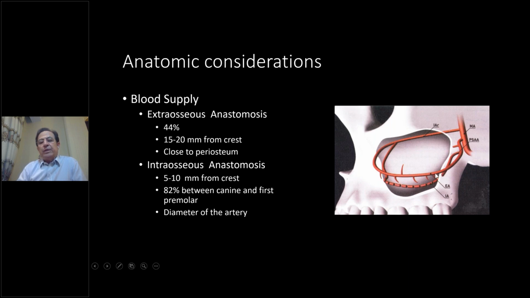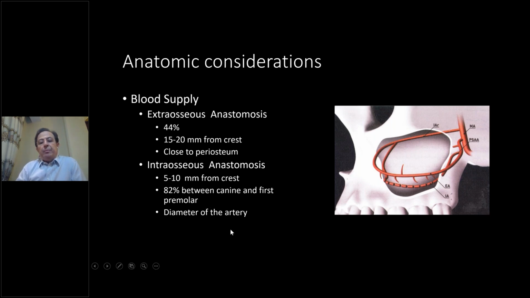We have two anastomoses. The extraosseous anastomosis is seen in 44%, and it is about 15 to 20 millimeters from the crest, close to the periosteum. And the intraosseous anastomosis is around 5 to 10 millimeters from the crest, and in 82% it's in between the canine and first premolar.